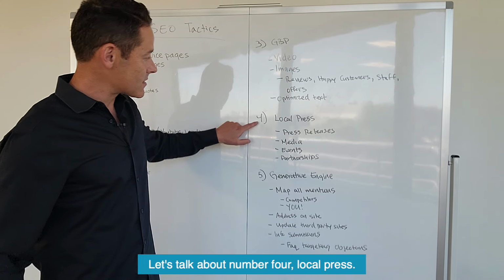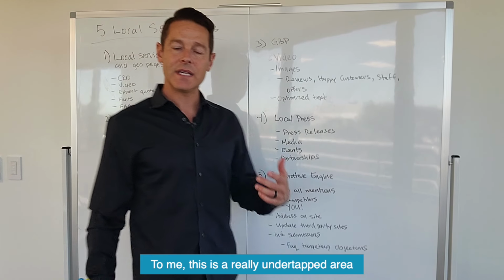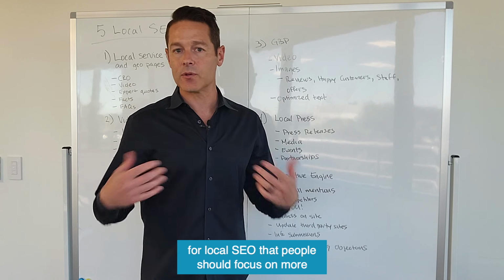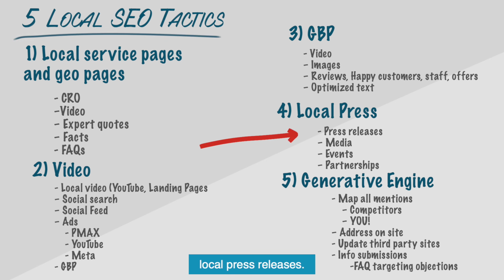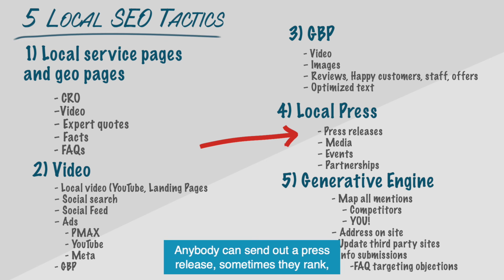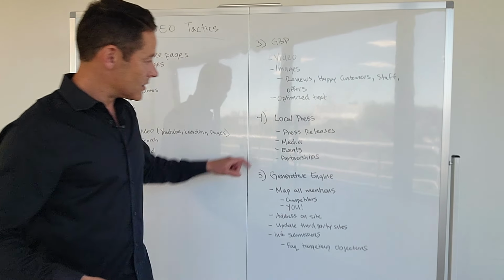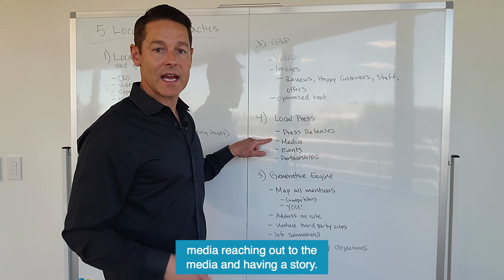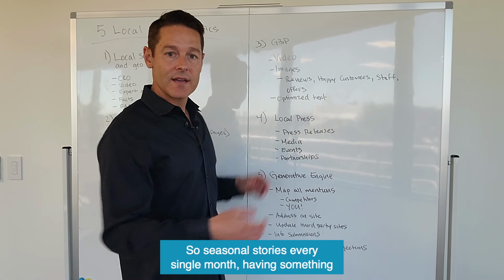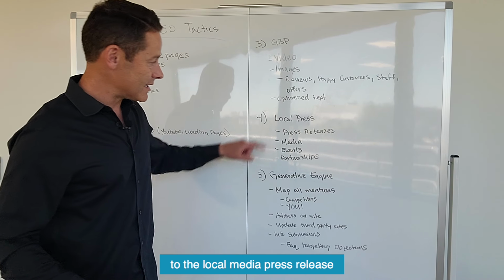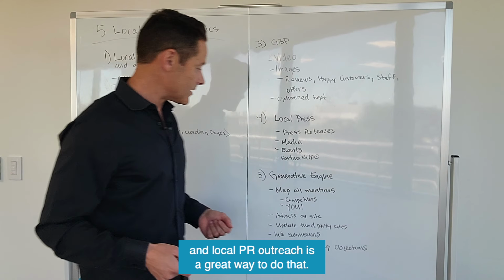Now, let's take a step back. Let's talk about number 4, local press. To me, this is a really under-tapped area for local SEO that people should focus on more. Local press releases. Anybody can send out a press release. Sometimes they rank, but regardless, even if they do or don't, they get exposure to those local landing pages and get exposure for the local business and the local media. And a lot of times those local media pickups rank. Reaching out to the media and having a story. So seasonal stories. Every single month, having something that you're promoting on a local level to the local media. Press release and local PR outreach is a great way to do that.